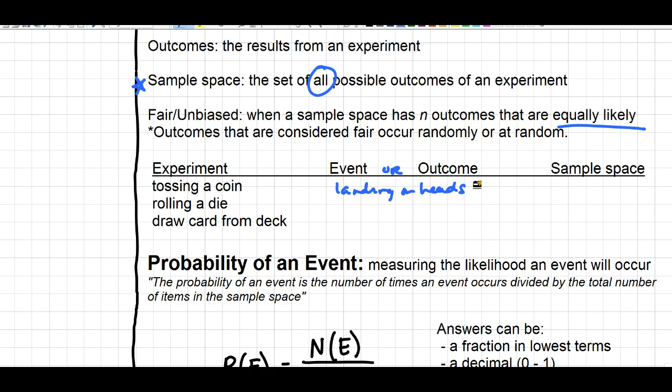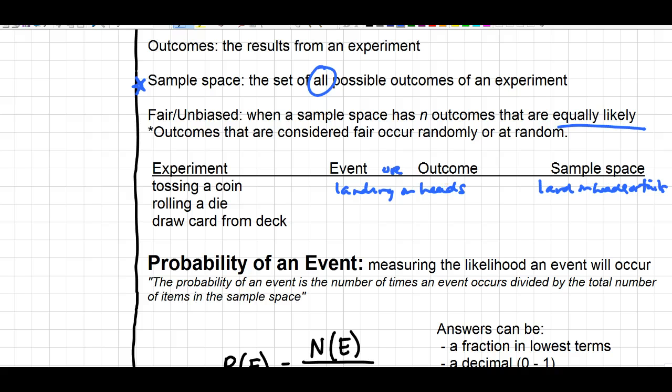Obviously, there's another outcome there. It could be landing on tails. So when we're listing out the sample space here, we would want to list both of those. So we'd say landing on heads or tails. So both need to be listed when we're talking about the sample space. If they ask us to write an event or an outcome, we would only need to mention one of those.